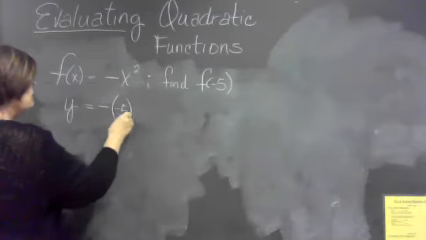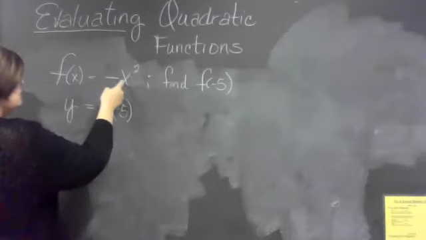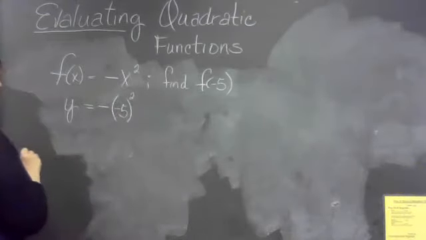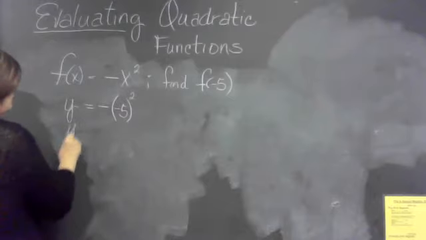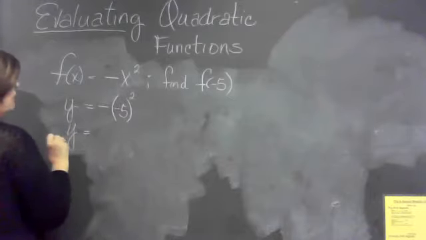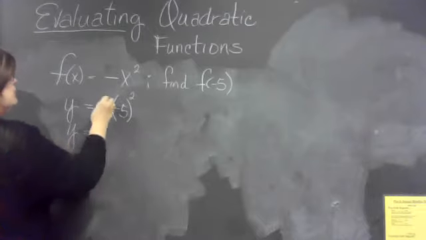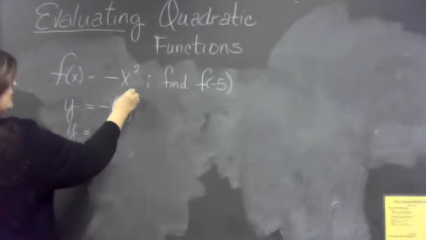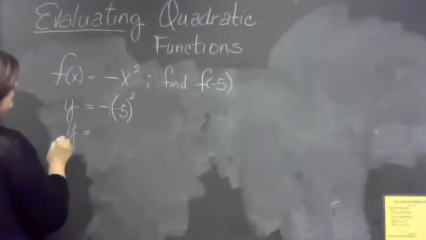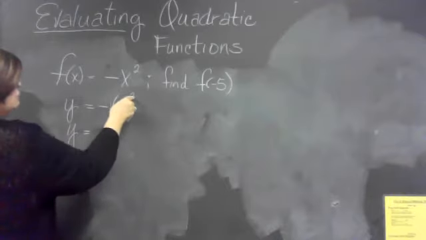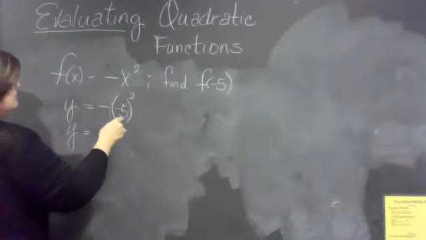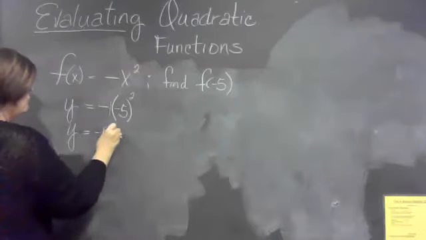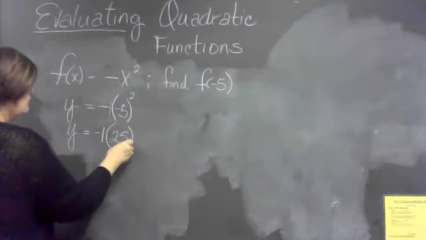And I only put in the x value in parentheses. The parentheses are extremely important. Okay, and when I come down here, I have to do exponents first because this is like a negative 1 times. So I have to do exponents before I do multiplication. Negative 5 squared is like negative 5 times negative 5. So now I have a positive 25.